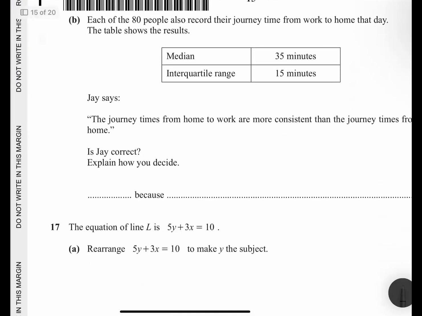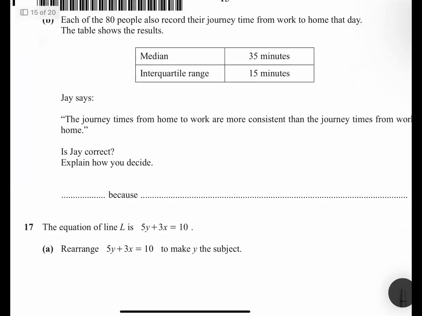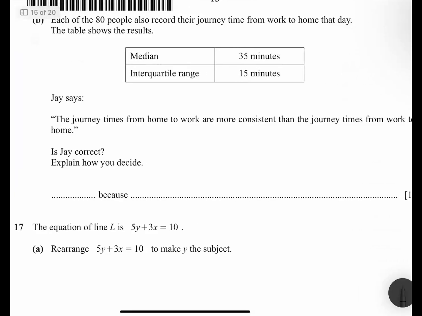Next, we need to say that each of the 80 people also record their journey time from work to home that day. The table shows the results. Jay says the journey times from home to work are more consistent than the journey times from work to home. Is Jay correct? Explain how you decide.